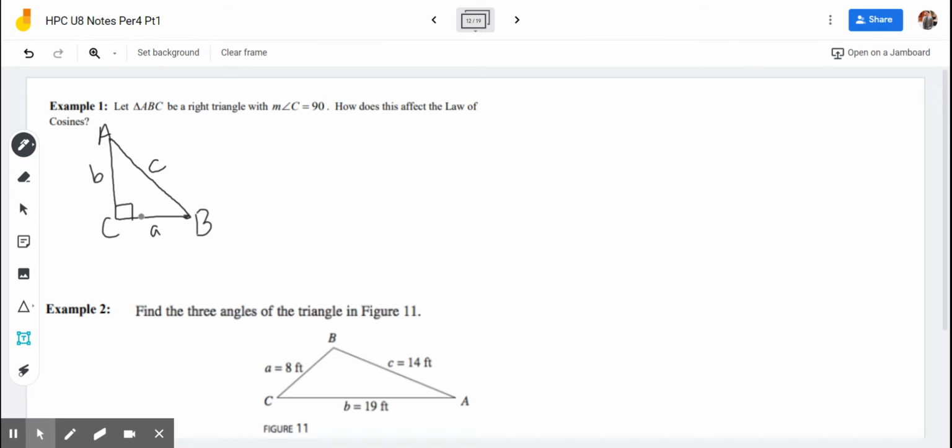All right, so we have a right triangle here. Angle C is the 90-degree angle here. How does this affect the law of cosines? So remember, when we're setting up the law of cosines, it looks like the Pythagorean theorem. We have little c and big C on opposite sides. So we'll have c squared, and then we'll have cosine of C all the way at the end here. And then we're going to fill in the blanks with the other two sides.